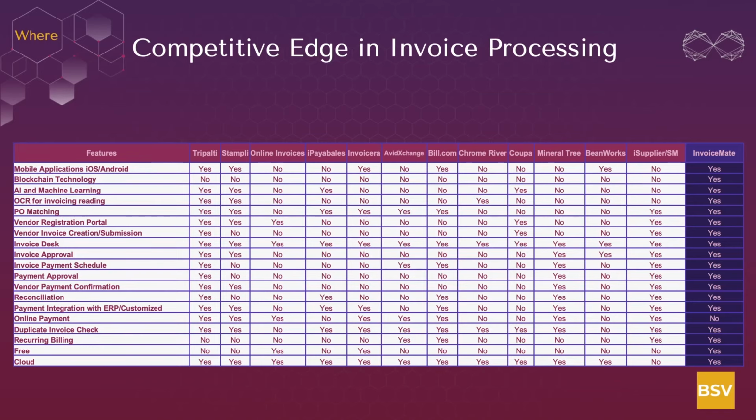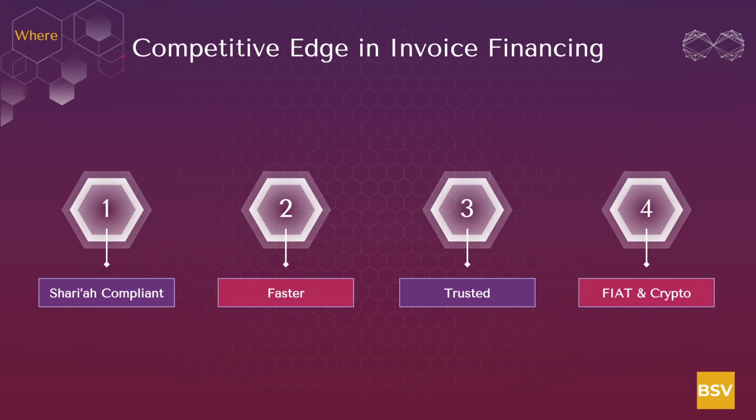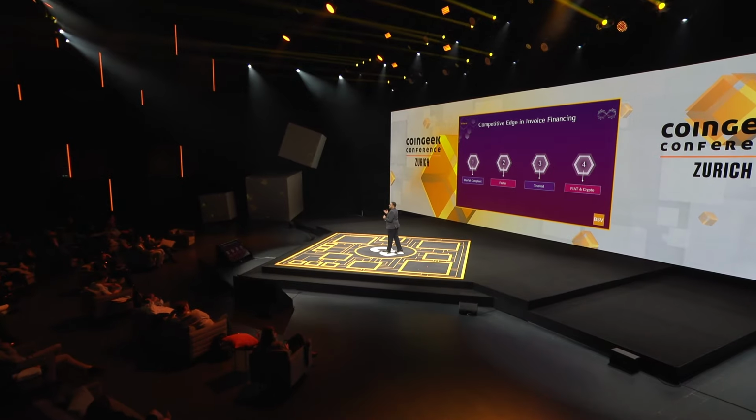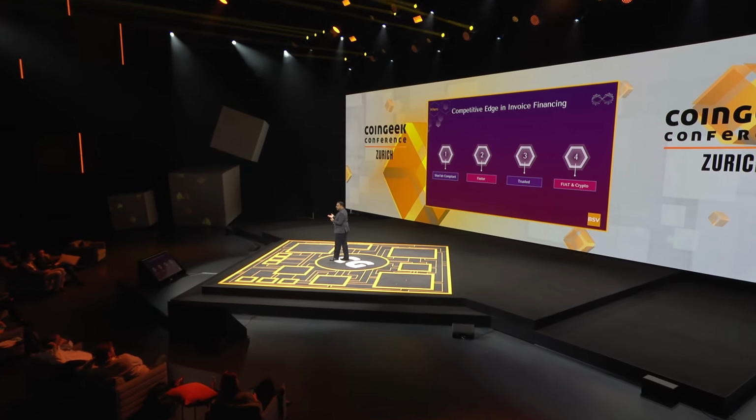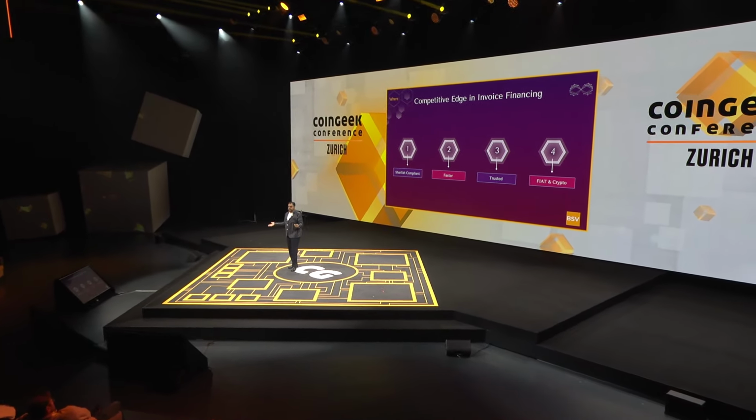Competitive edge in the landscape. It's a very thickly populated landscape of invoice processing. We tick a lot of boxes, in fact, most of the boxes, like crypto enablement and all that. And competitive edge in invoice financing: we are shariah-compliant. Not many are. Faster: the process of invoice financing sometimes can take 25 days to 45 days. We can bring it down to 2 days.